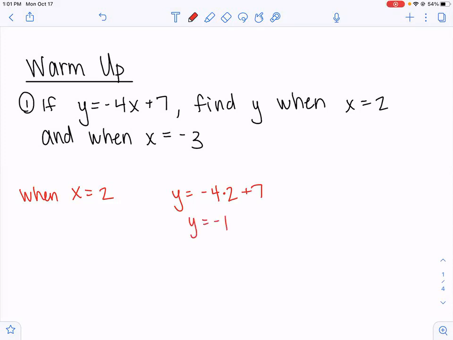Now I would highly suggest that when you substitute in for a number, you substitute using parentheses. So this -4 times 2, put the 2 in parentheses, because when X equals -3, Y equals -4 times -3. Ooh, am I subtracting? Am I timesing? I don't know. But if it's in parentheses, it's obviously multiplication.